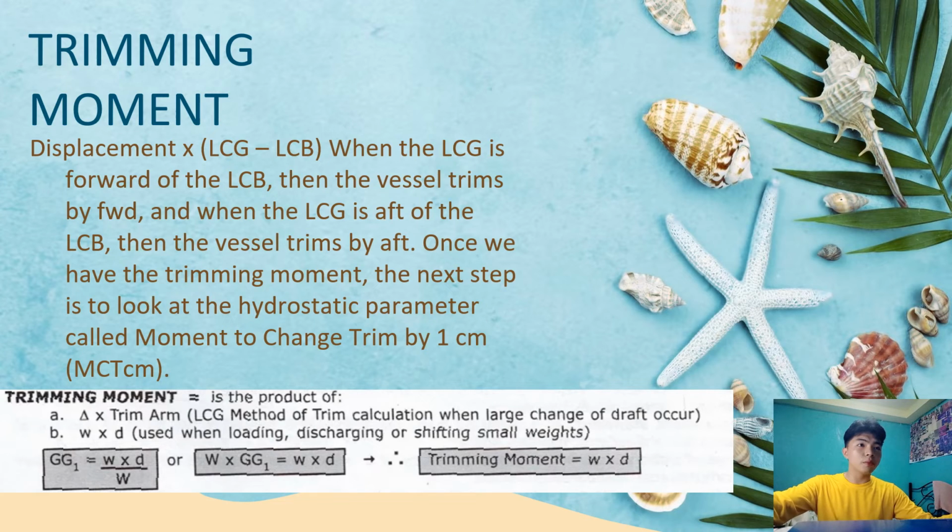Once we have the trimming moment, the next step is to look at the hydrostatic parameter called the moment to change trim by 1 cm, MCT cm. The trimming moment is the product of, letter A, delta times X, the trim arm to LCG, a method of trim calculation used when large changes of draft occur. Letter B is W times D, used when loading, discharging, or shifting small weights. So these are the said formulas.